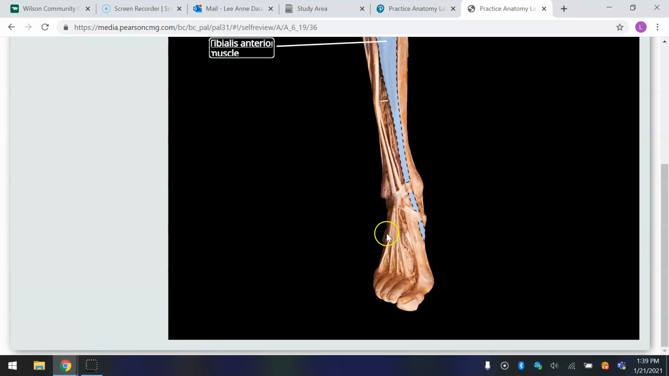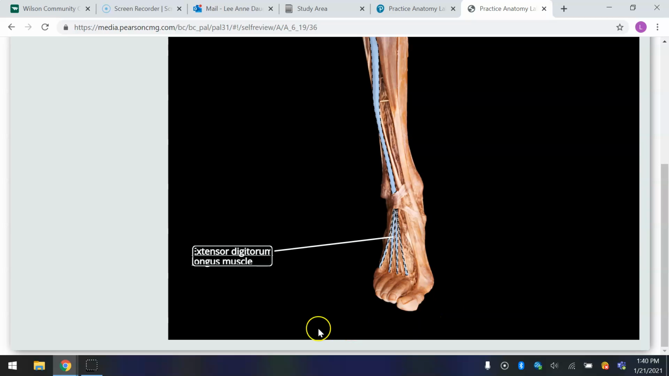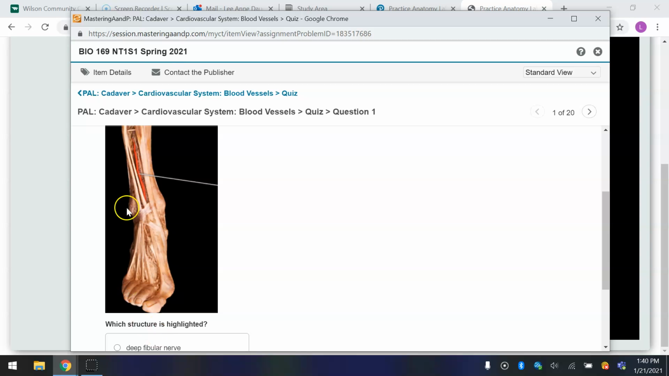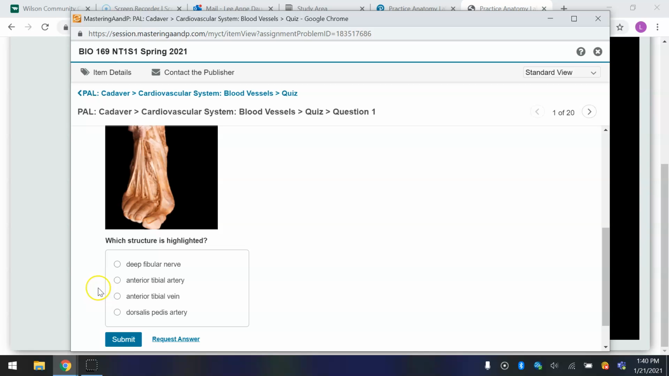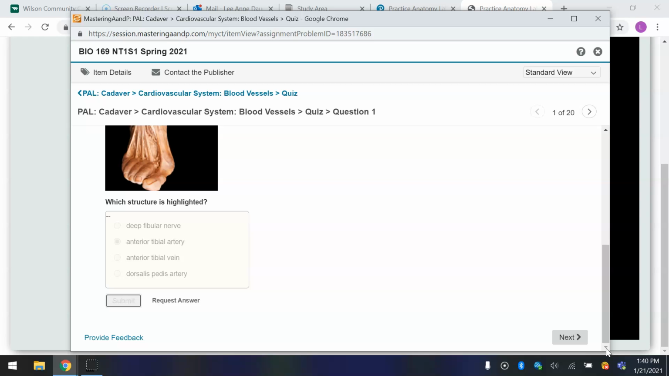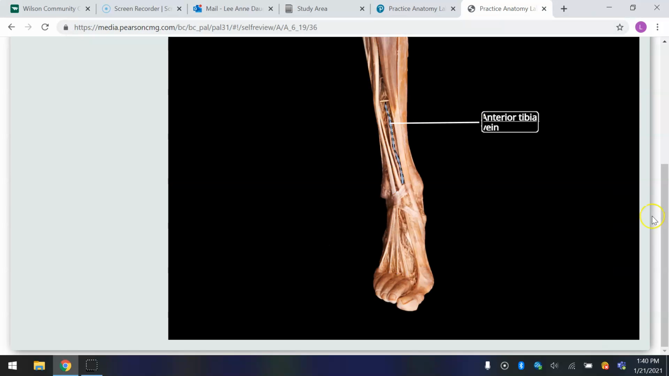So when I look back at my question, that one looks like the artery, okay? So the anterior tibial artery. I don't know if it gives me the answer or not since I'm doing it as a student. I guess it doesn't give me the answer till the end, but you get the idea. This is how you do it. And you go on to the next picture and then you find it in the Practice Anatomy Lab.